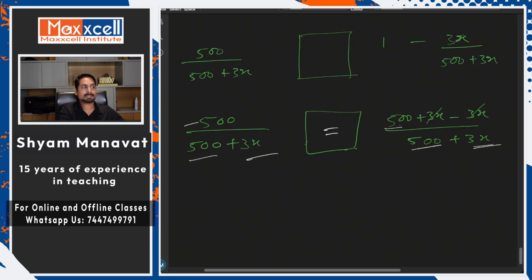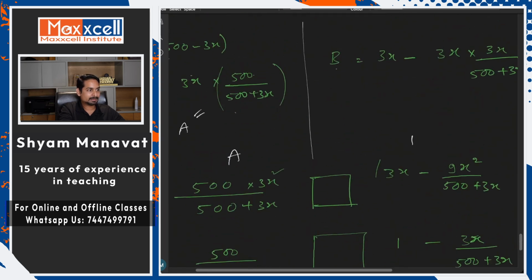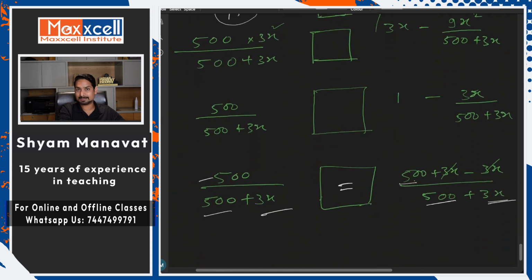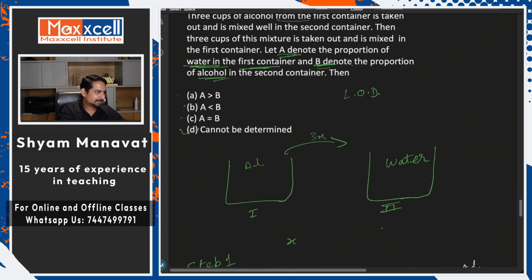So basically both of them are equal. The A and B which we are trying to compare here are equal. That's how we got it here, right? So the answer is option number C.